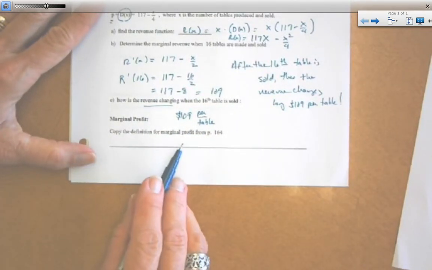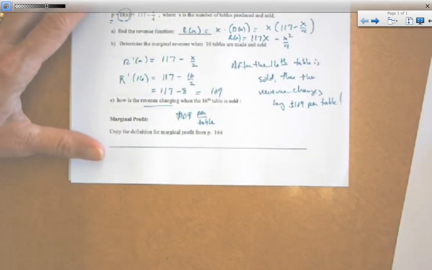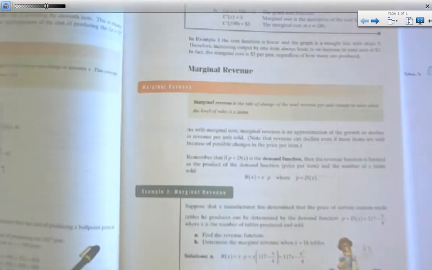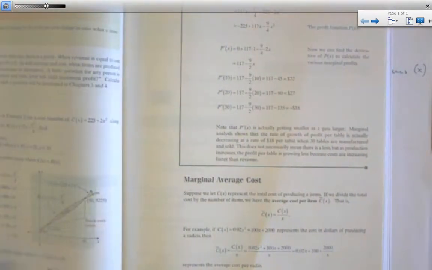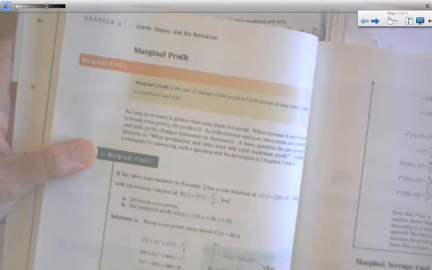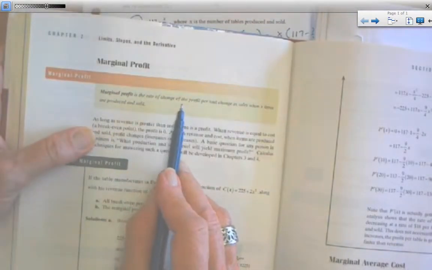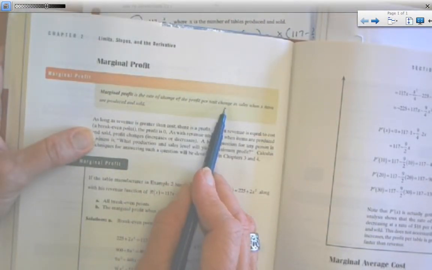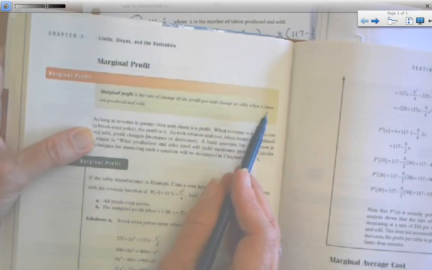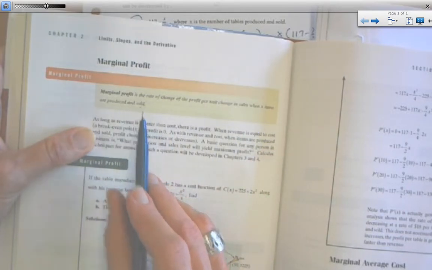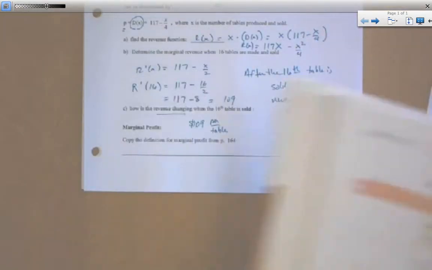All right, marginal profit is on page 164. So in our book, page 164, it's the rate of change of profit per unit change in sales when X items are produced and sold. So it's the rate of change of profit. So here we go. Next page.